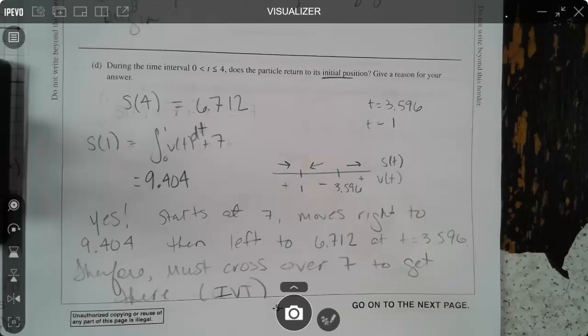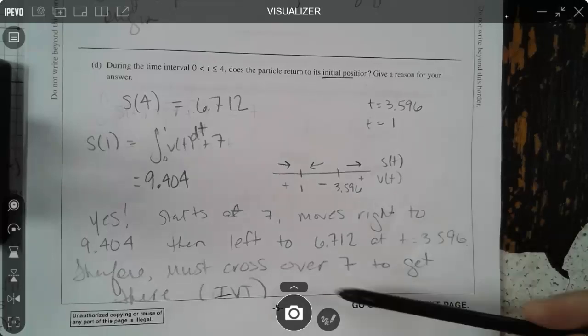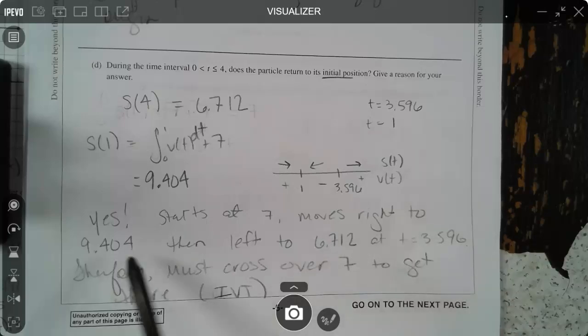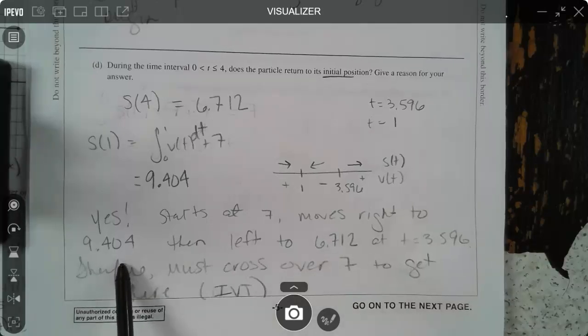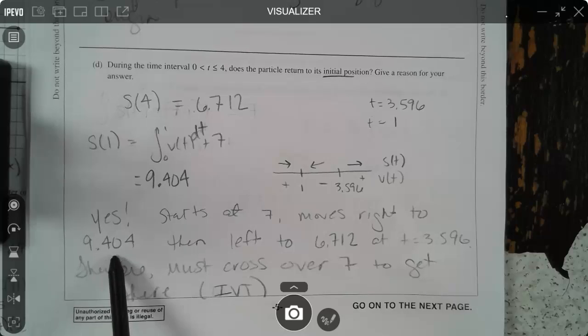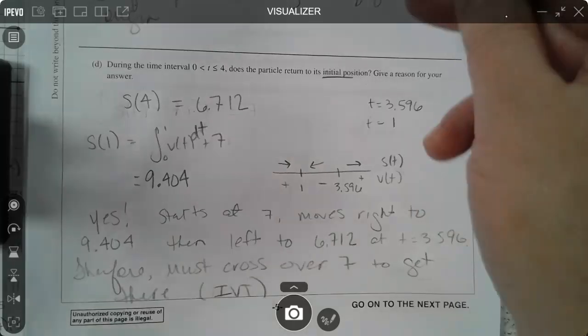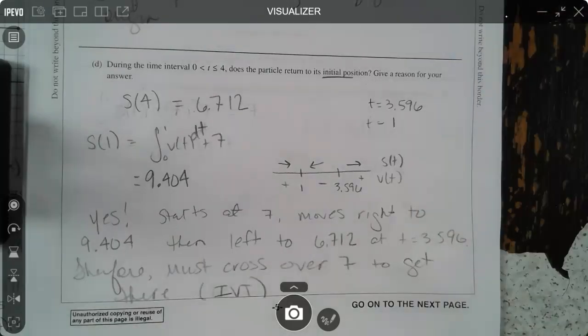Because when I finally figured it out, I had to sit there and think about it a second. And I did my little one, so I was like, yes. So it moved to the left, and then it moved to the right. So if at 1 second it was at 9.404, and then you know from your previous that it was at 6.712, then you know it had to cross over. That's your intermediate value theorem. This one was 2 points.